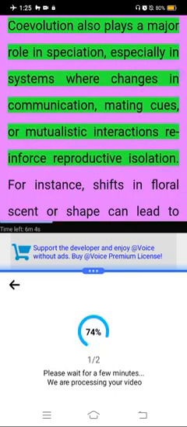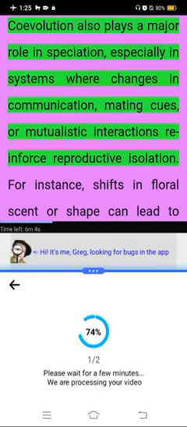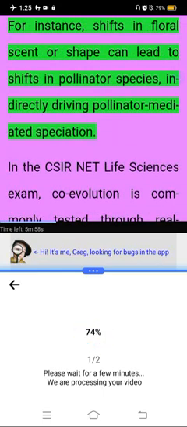Coevolution also plays a major role in speciation, especially in systems where changes in communication, mating cues, or mutualistic interactions reinforce reproductive isolation. For instance, shifts in floral scent or shape can lead to shifts in pollinator species, indirectly driving pollinator-mediated speciation.